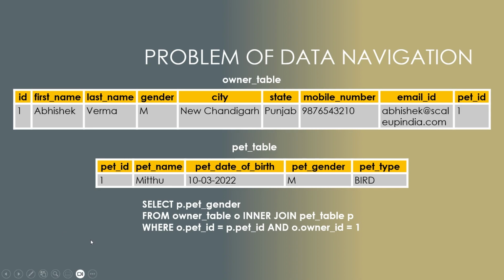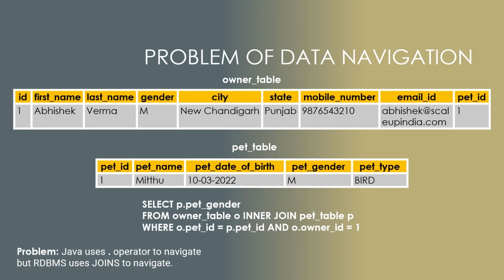I mean, you will say that okay, you are making usage of dot here, but this is not the same dot operator. Here you can't say o dot pet gender. That is not possible. So this way we need to give the inner join. That is the problem of data navigation: in Java we use a dot operator, but here we make usage of joins.